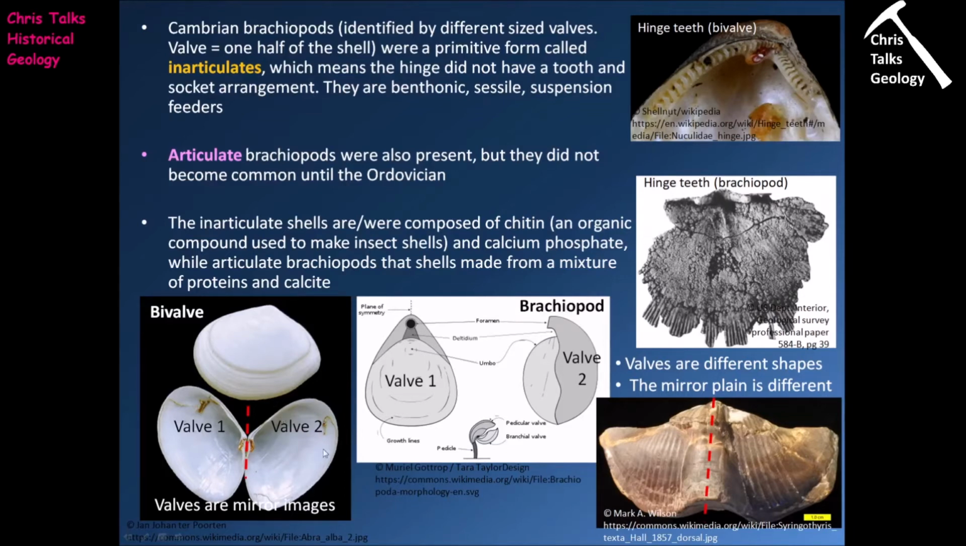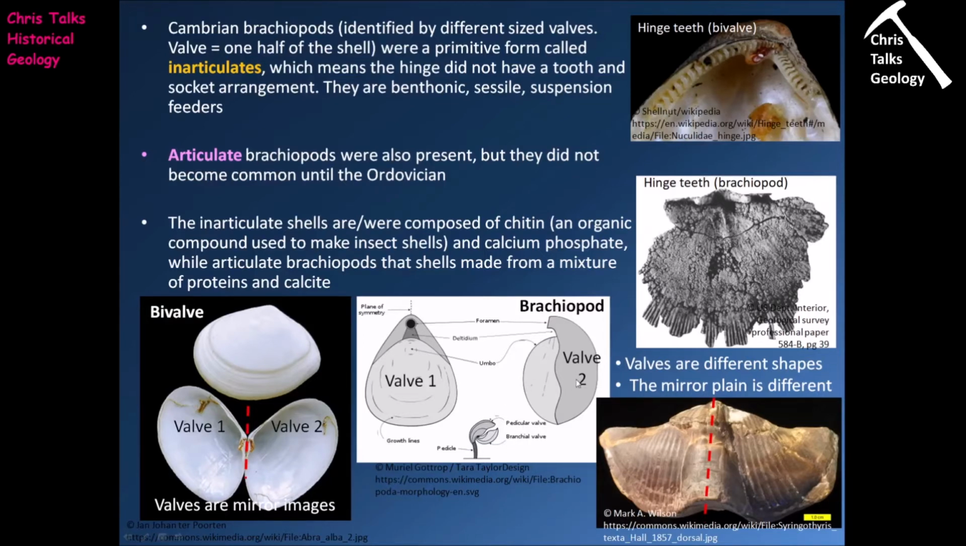Now let's compare that over here to a brachiopod. So if we look at the brachiopod, the first thing you'll notice is the two valves are not mirror images of each other. You will also notice that unlike the bivalve, where the mirror plane would be running, based on this picture, approximately east-west through the hinge, in the case of the brachiopods, the mirror plane is actually running at 90 degrees. So you'll see that both of these organisms have differences in the shape of the valves, and they also have differences in the orientation of the mirror plane.